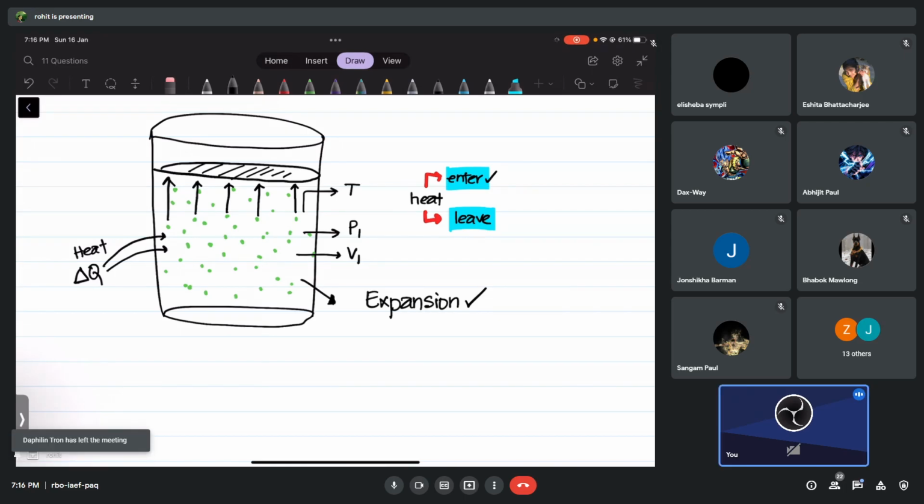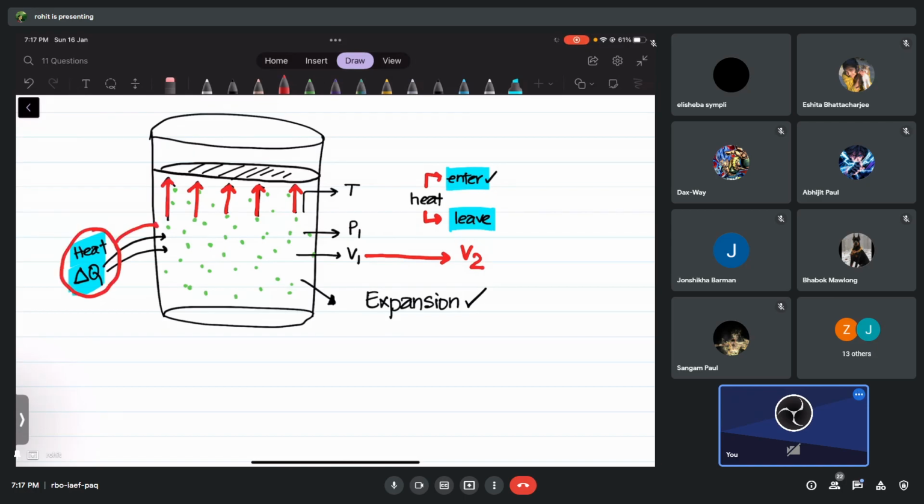Think again. Because we have heated the gas, the volume has changed. The volume now is not V1, now the volume is V2. Did the gas push the piston or not? Yes, the gas could push the piston. And why it may happen so is because the gas is gaining heat, or let's say energy, to do that.